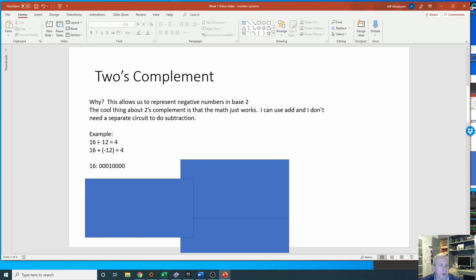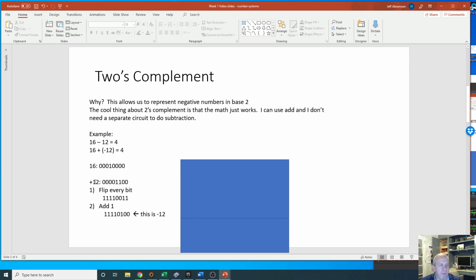So let's go through the example. 16 is easy, right? There's our binary value for 16. Let's talk about negative 12. The way you do negative 12 in 2's complement is you start by representing the positive version of that number: 1 plus 2 plus 4 plus 8. So this is 8 plus 4, and that's where I get my 12. Then you flip every bit. You can see that I basically swap every 1 to 0 and vice versa. And then I add 1 to it. This procedure is how you create a 2's complement representation of the negative version of that number.